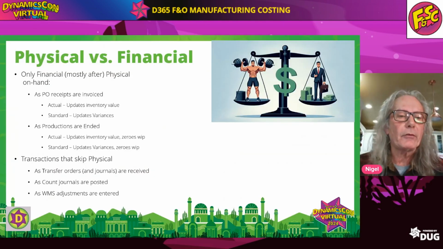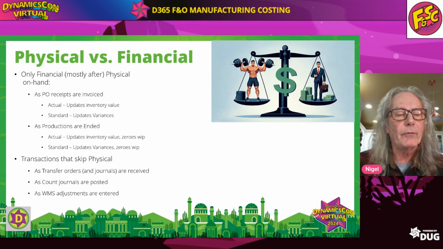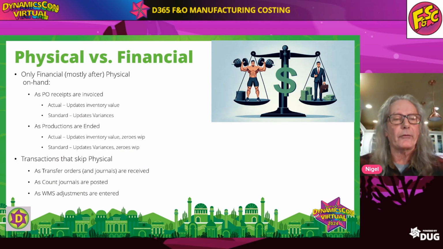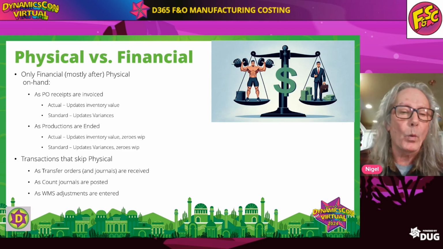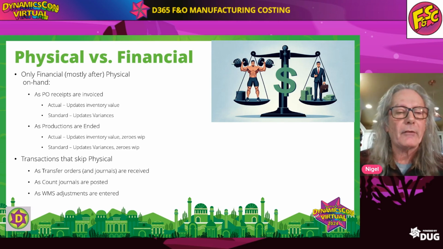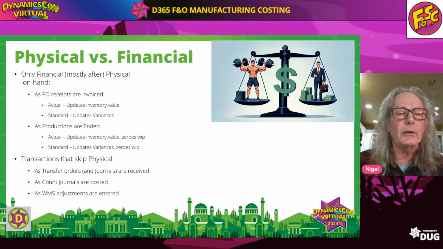So physical versus financial, it's only financial, generally speaking, after physical, as PO receipts are invoiced. So in the actual world, our inventory value is going to be updated. In the standard cost world, our variances are going to be updated. As productions are ended, in the actual world, it's going to update the inventory value, and it's going to zero out WIP, right? Keep in mind that with actual costing, you can have a negative WIP, and in standard costing, you can have negative WIP until you financially close, and that will force it to zero.